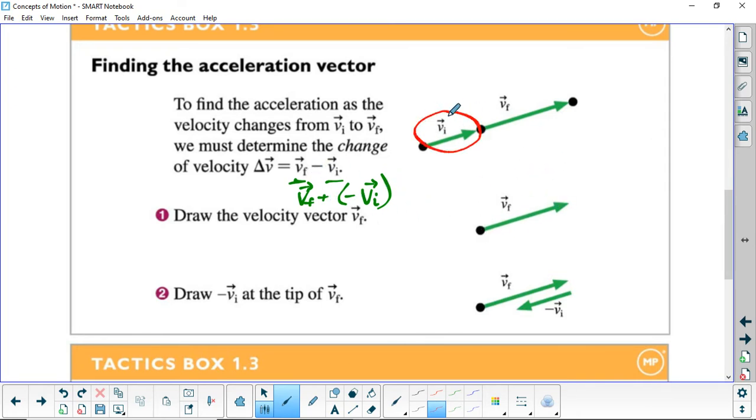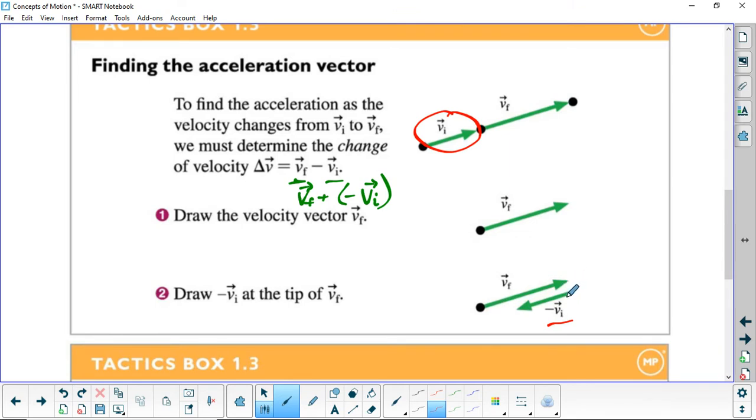So I take my v initial right here, and I'm going to flip that arrow over. Here it is, flipped over. And then we're going to add those vectors. So adding vectors, you draw the first vector, and then at the tip of the first vector, you start the tail of the next vector. In this case, since we're in linear motion, all of yours are going to look like this, where your arrows are going the same direction or opposite directions. There's not going to be anything off at an angle. It's all going to be on the same line here.